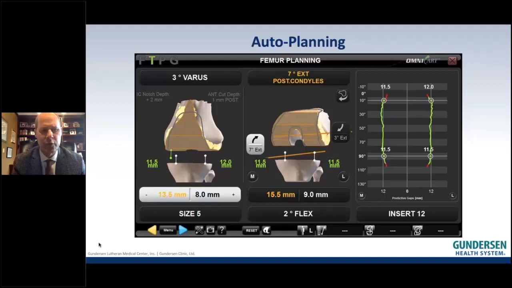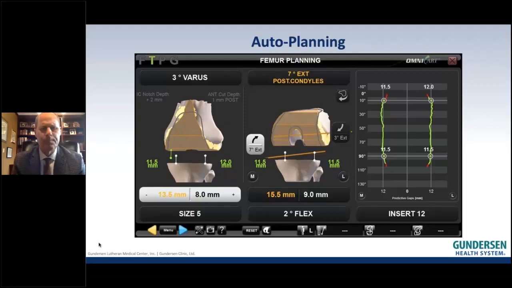So 3 degrees varus, and then our resections are 13.5 on the medial side, 8 millimeters laterally, and again, the implant is 9 millimeters, so under resecting just a bit laterally, over resecting a little bit medially. The bottom there shows you a size 5.